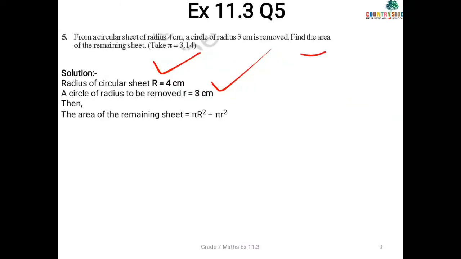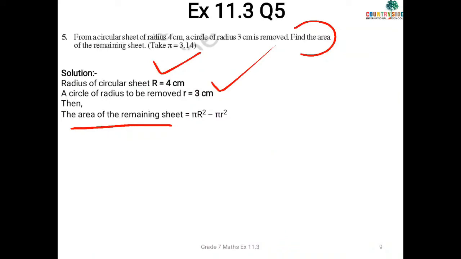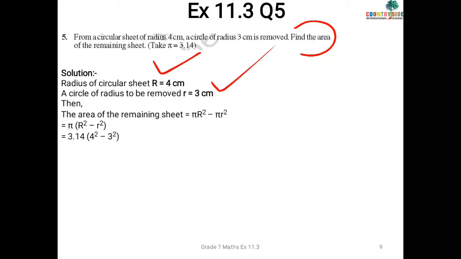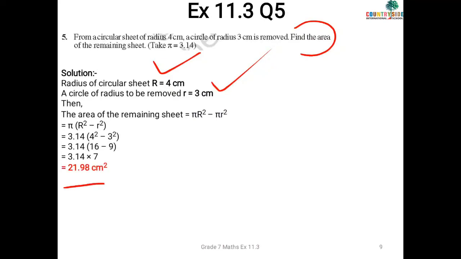So see, we are talking about the area. So the area of the remaining sheet is, from the bigger we will minus the smaller, that is pi R square minus pi r square, right? So pi is common: pi into R square minus small r square. Now simply put the values of capital R and small r: pi is 3.14, capital R is 4 square minus small r that is 3 square. So 3.14 into 16 minus 9, so 3.14 into 7. So at the end you will get the answer as 21.98 centimeter square.